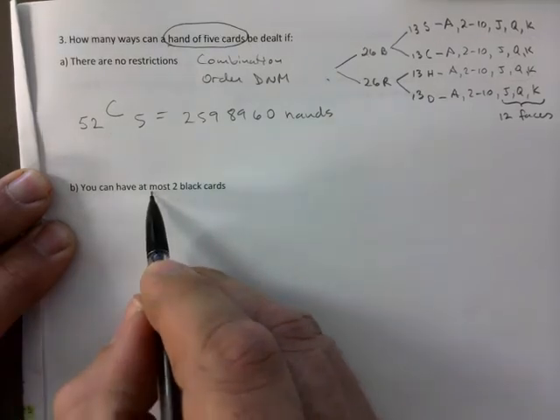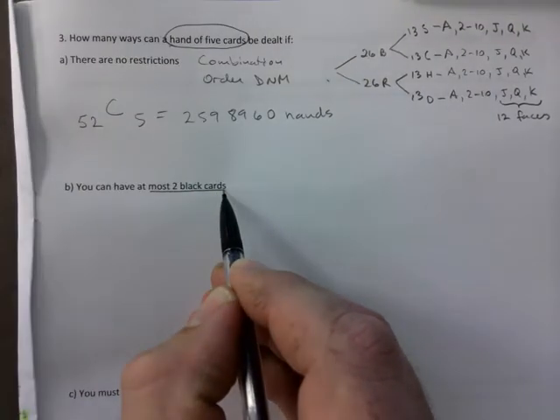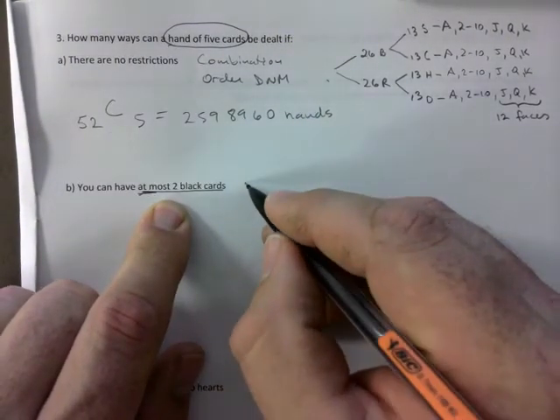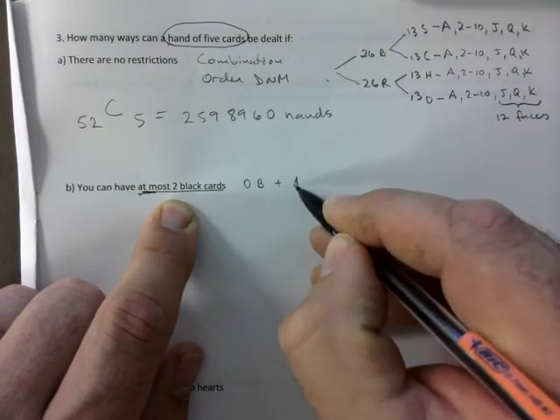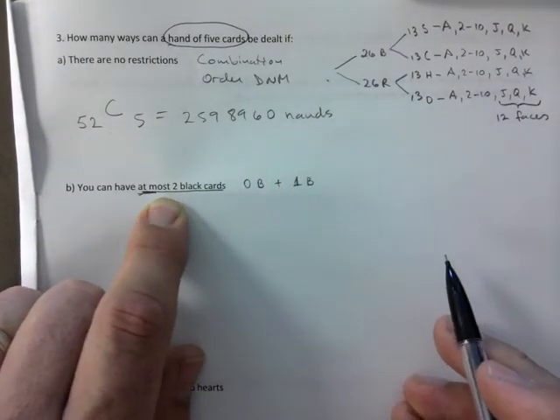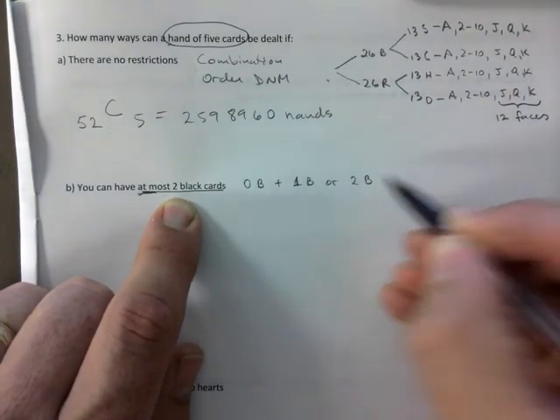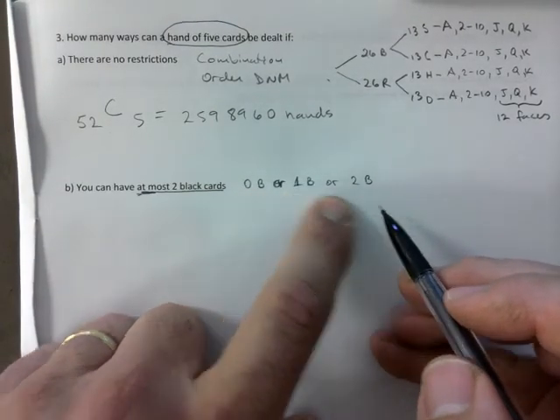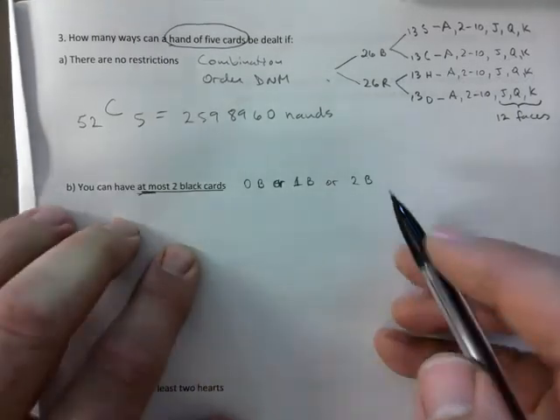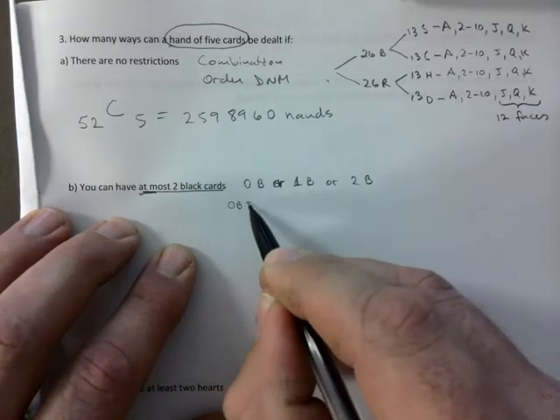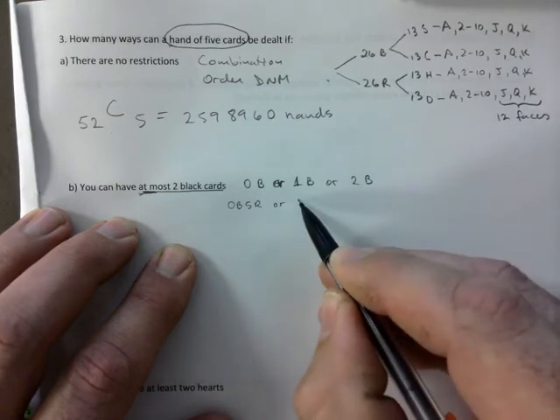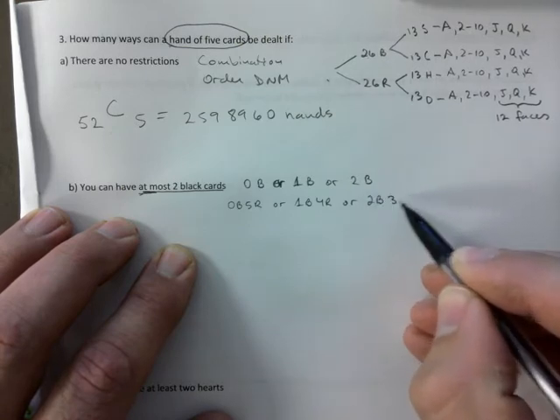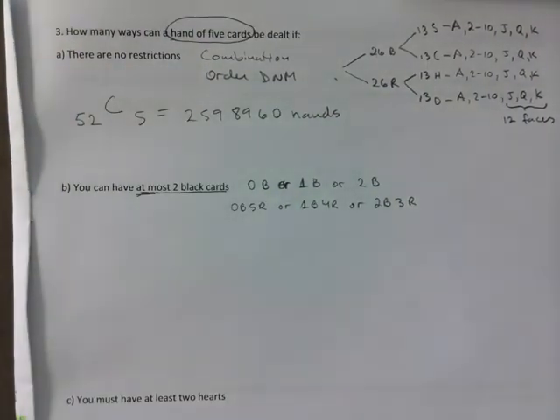What about this? You can have at most 2 black cards. You're still making hands of 5. At most 2 black cards means 0 blacks, or 1 black, or 2. Sorry, I'm mixing up plus and or. This is or. So that means you can have 0, 1, or 2. Specifically, 0 blacks and 5 reds, or 1 black and therefore 4 reds, or 2 blacks and 3 reds. That is the implication for the hand of 5.